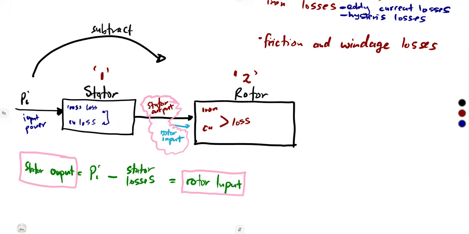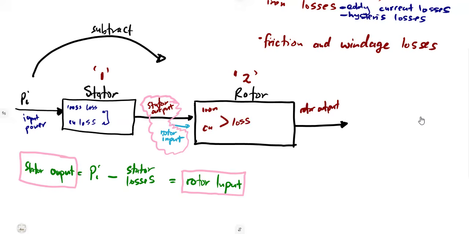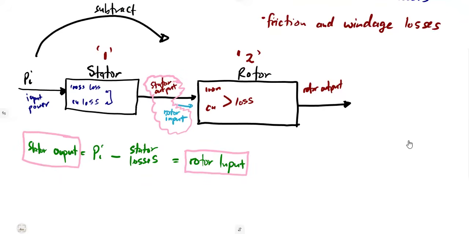So just like in our previous case, these losses that we have in the rotor will affect the output at the end. Whatever is going to come out here, which is our rotor output, is affected because of those losses that we have.